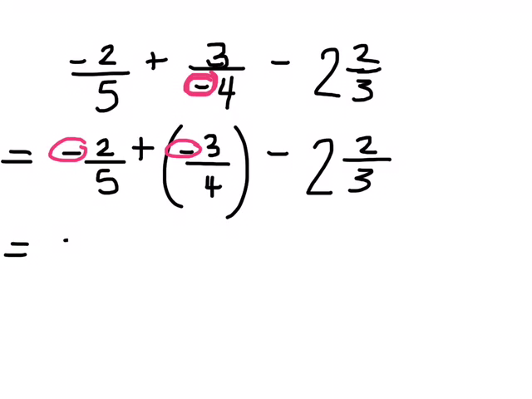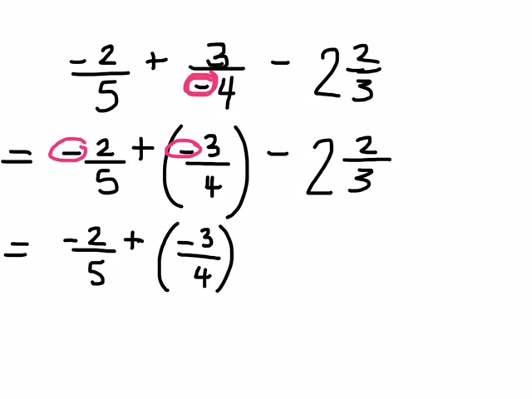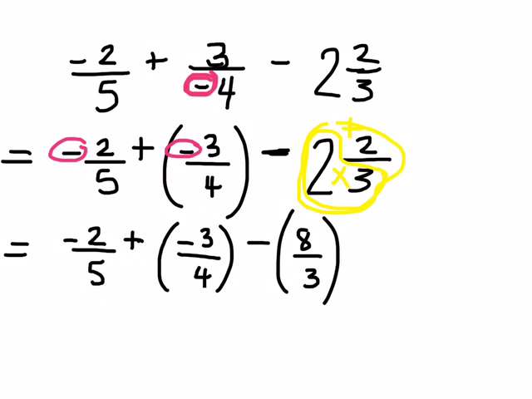We can leave this as negative 2 over 5 plus, I'm just going to put a bracket around this because it's a negative, and we're going to turn this into an improper fraction. Remember, you're only changing the fraction. We're not touching the negative sign right now. So it's going to be 3 times 2. What's 3 times 2? So it's 6 plus 2. 6 plus 2 is 8 over 3. We leave this negative sign because that's just subtracting the 8 over 3.